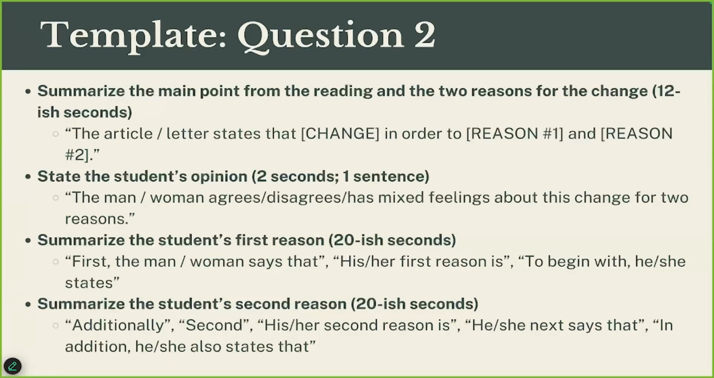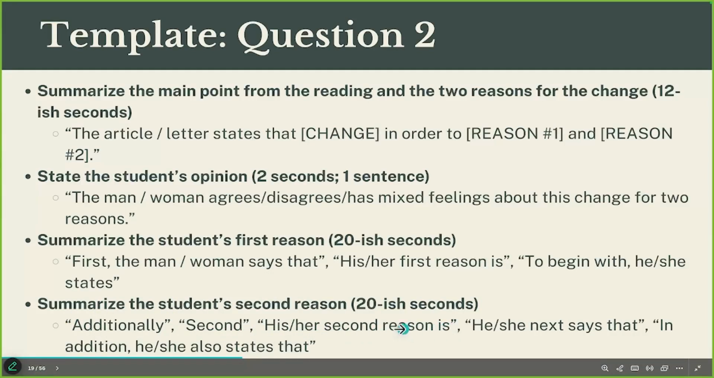So when you're practicing, I would recommend breaking up your practice into these specific sections. Try to just summarize the main point and the 2 reasons in 12-ish seconds. Then can you state the student's opinion in 2 seconds? Then can you summarize their first reason in about 20 seconds? And you'll use transitional phrases again, or introductory phrases. First, the man, the woman, the student says that. His first reason is, to begin with, she states. Any of those are fine. And then you're going to use these transition phrases again.